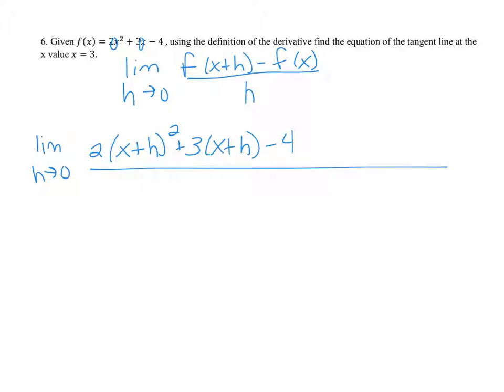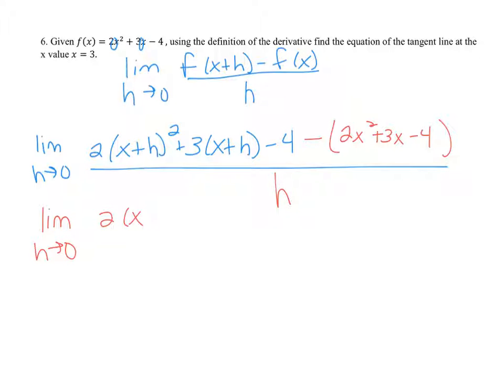So what I just did is I just filled in this piece. So this piece is done. Minus the second piece, put parentheses around it. The second piece is just the actual function, which is 2x squared plus 3x minus 4 all over h. So now all I gotta do is multiply, distribute, and reduce. So let's take care of all the distributing.